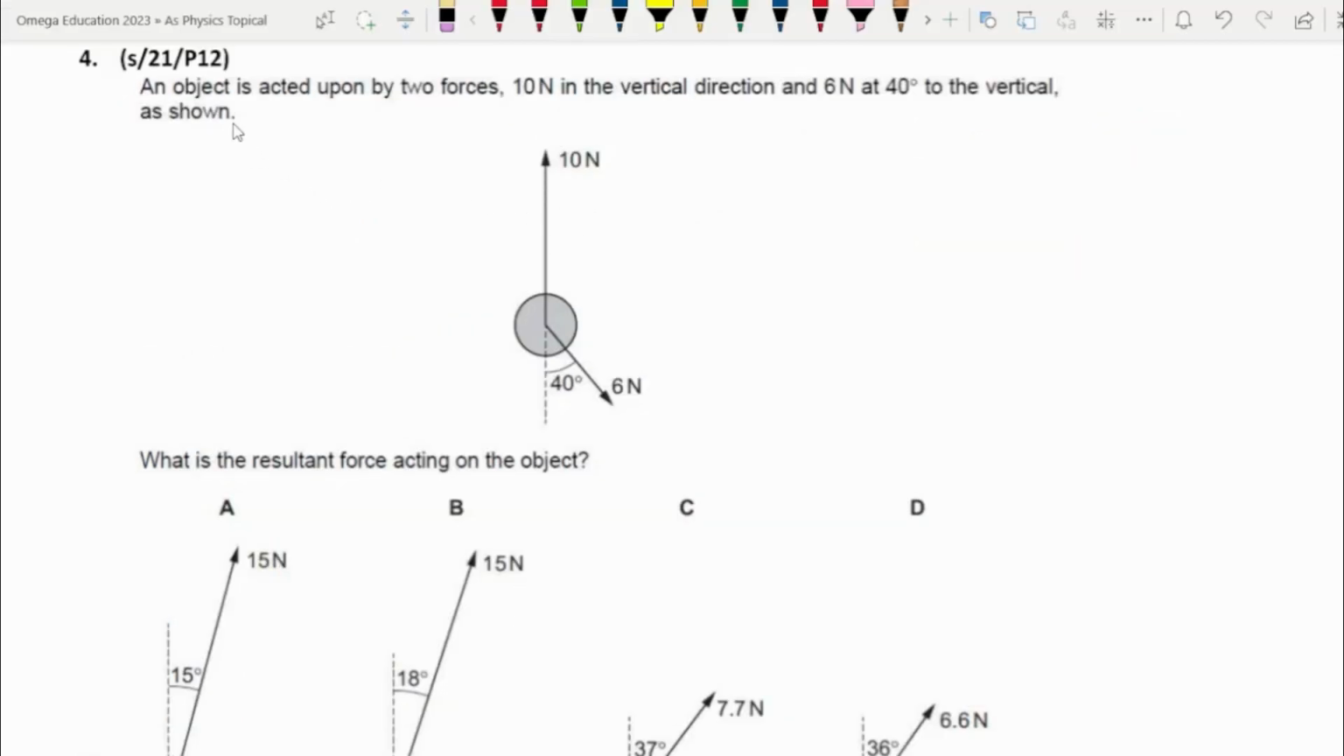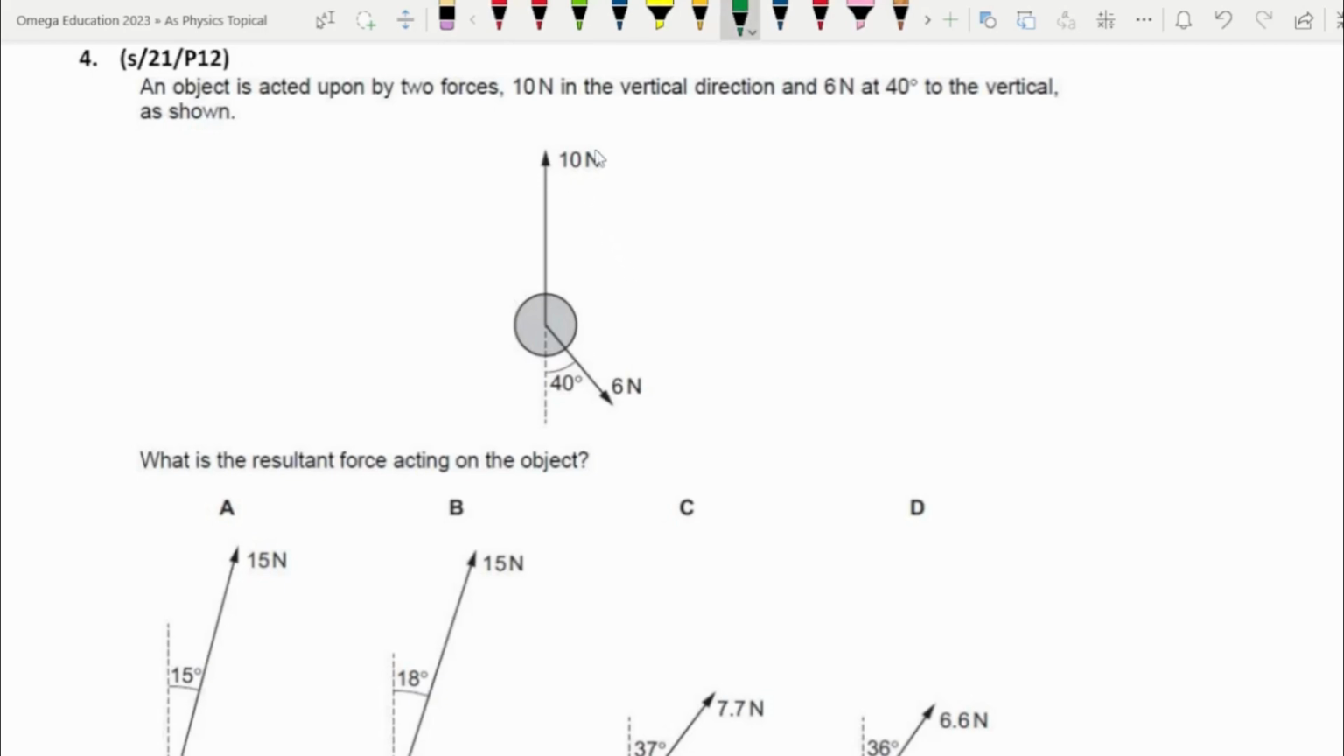Alright, so let's take a look at the next one. An object is acted upon by two forces. Okay, we can see on the diagram. What is the resultant force acting on the object? So the resultant force acting on the object, you can find by completing the vector triangle, or you can break it down into components, whichever way you're comfortable.